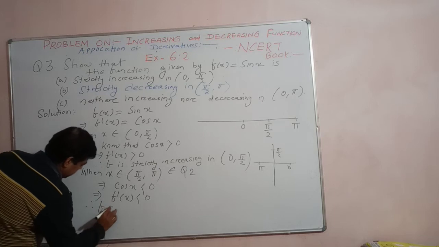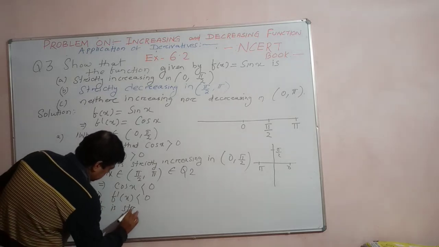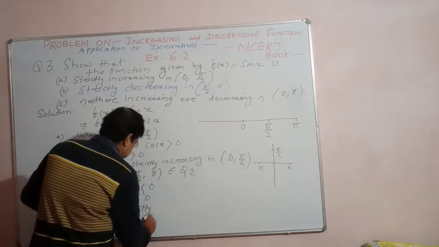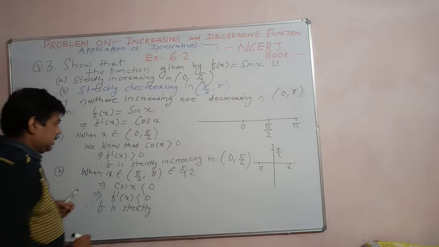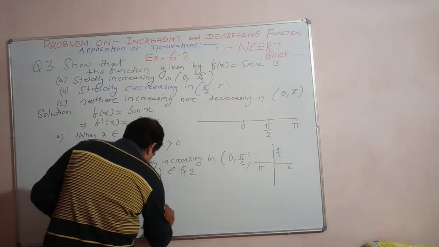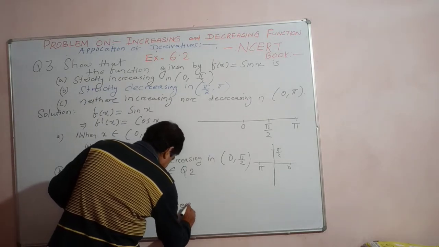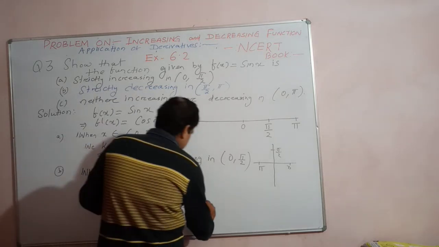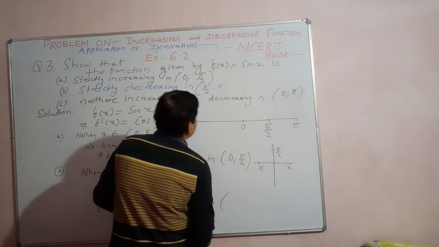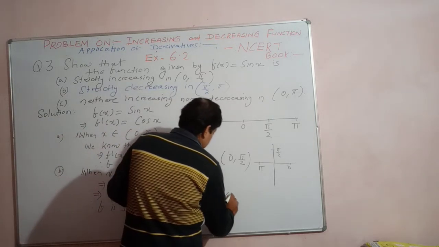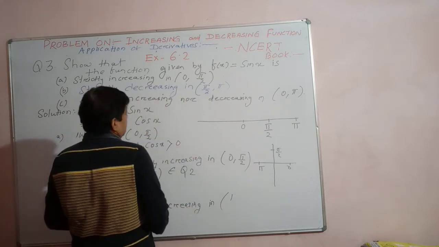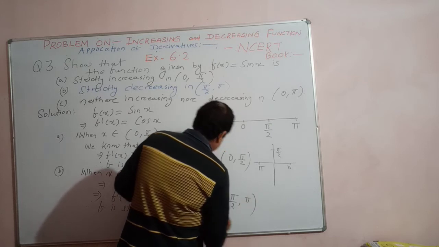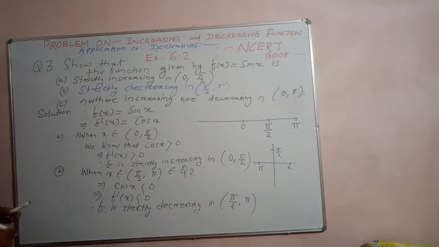Hence, f is strictly decreasing, because if the derivative is less than 0, then f is strictly decreasing in the interval, here the second interval pi by 2 to pi. Is it clear? Okay.